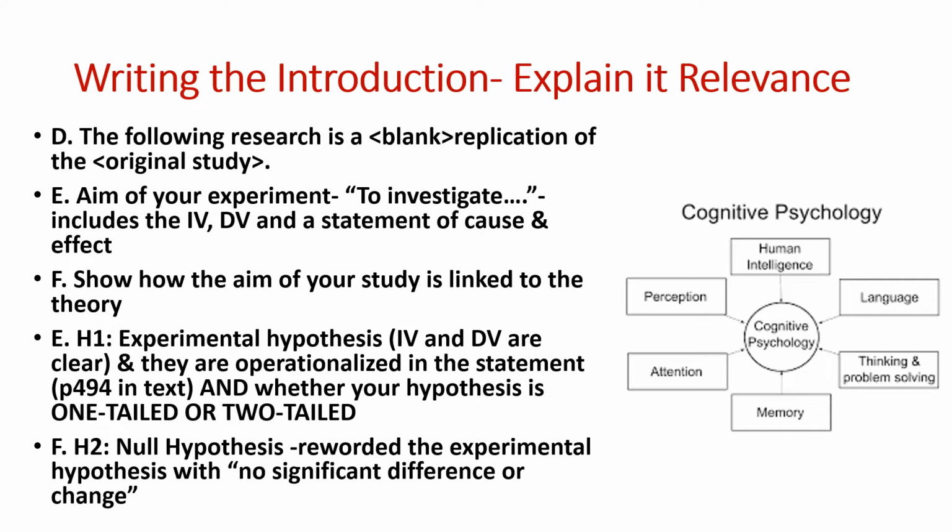The H1 is your experimental hypothesis. So the independent and dependent variable are very clear, and they're operationalized in the statement. And they tell whether the hypothesis is a one-tailed or two-tailed, and I'll go over this in just a second. And then F, the last thing, is the null hypothesis. You're going to reword the experimental hypothesis to say no significant difference or change, or put it in a way that's opposite of your research.